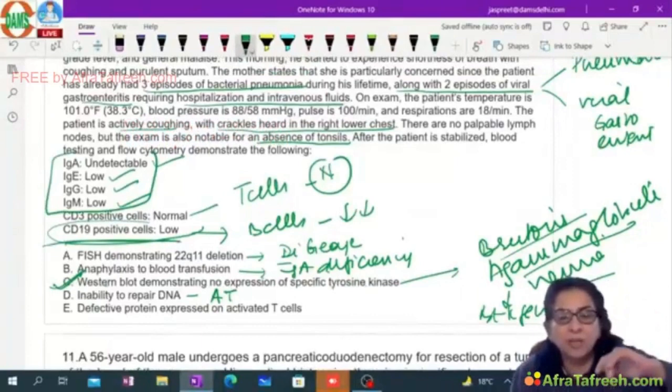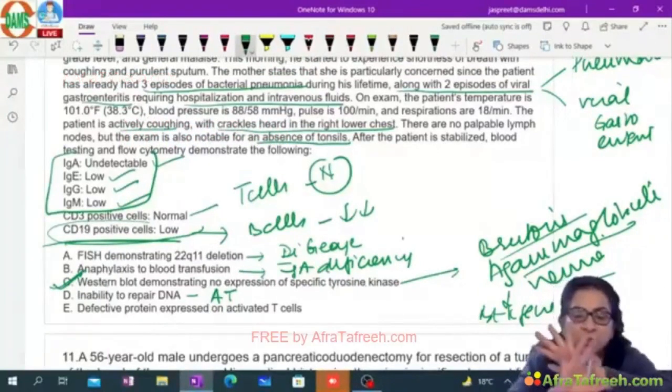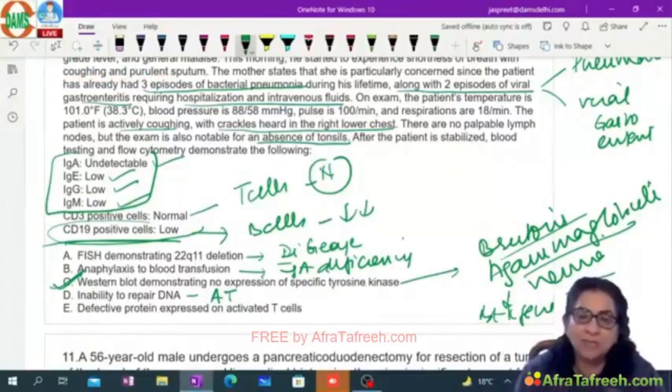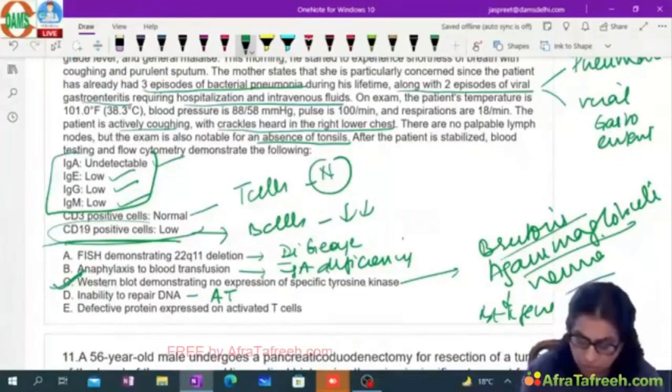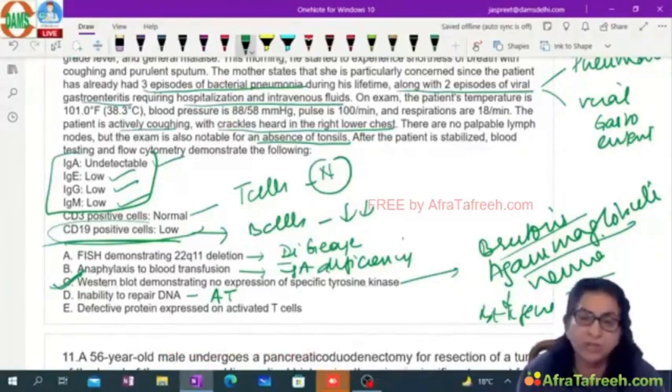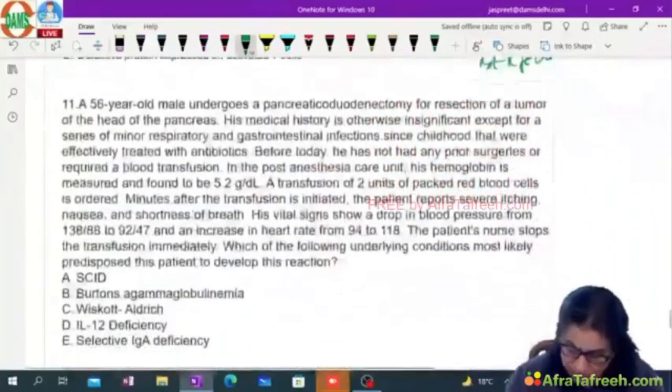So what happens in Bruton's agammaglobulinemia? Pro and pre B cells fail to get converted to B cells. So there are very few B cells, very few plasma cells, very few antibodies. So CD19 positive B cells are markedly reduced. So Western blot demonstrating no expression of specific tyrosine kinase.